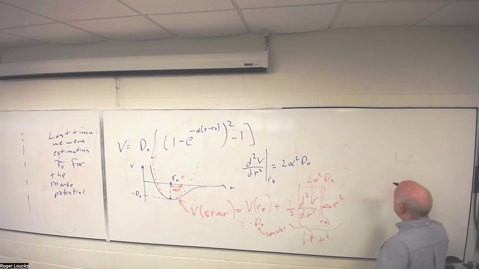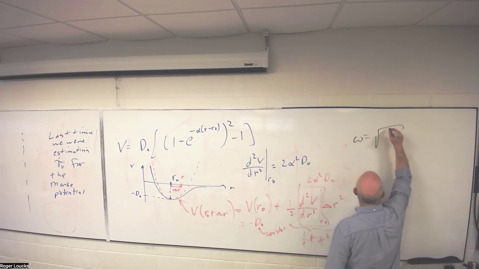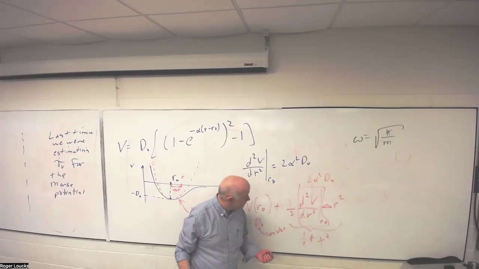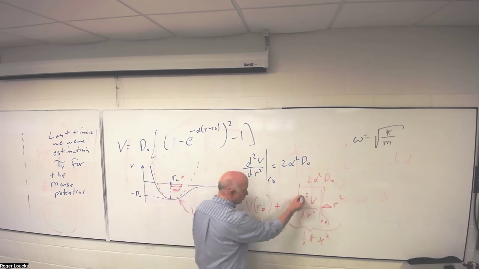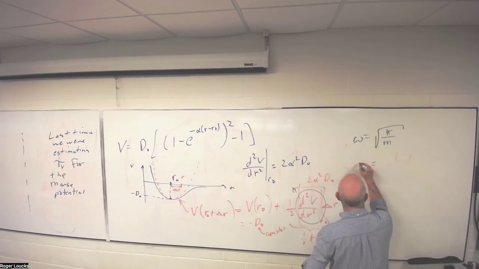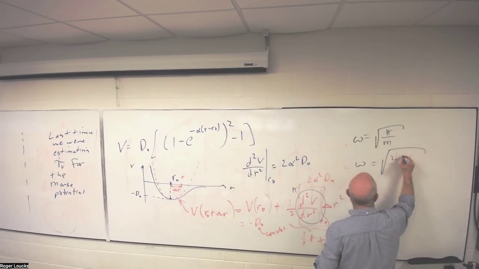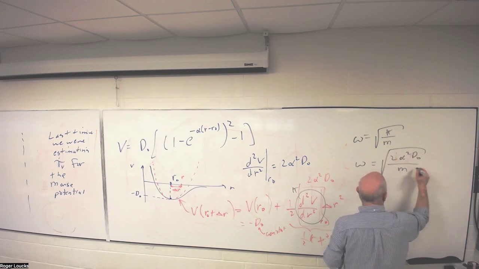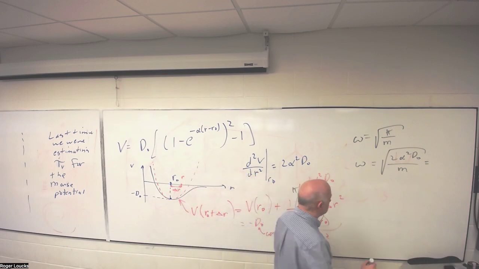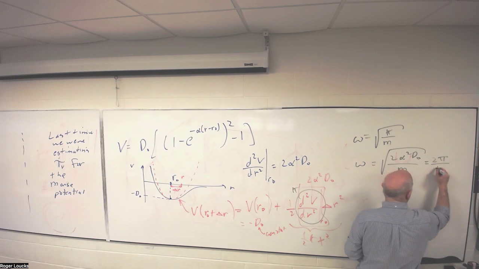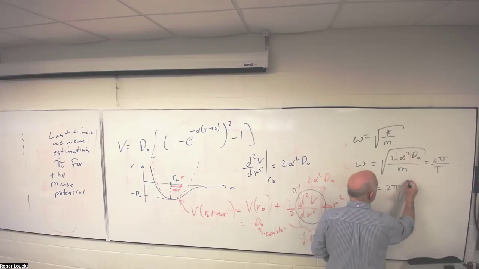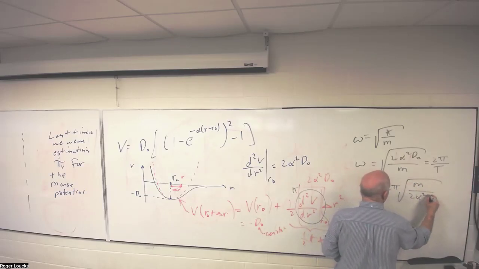And we also worked out, if you remember, that our natural frequency of oscillation was the square root of k over m. In this case, this value here is our k, m over 2, so we took this guy and put it in here. This is the square root of 2 alpha squared d naught over m. And what did we find out about this omega? It's 2 pi over the period T, and so this period T is going to be 2 pi square root of m over 2 alpha squared d naught.